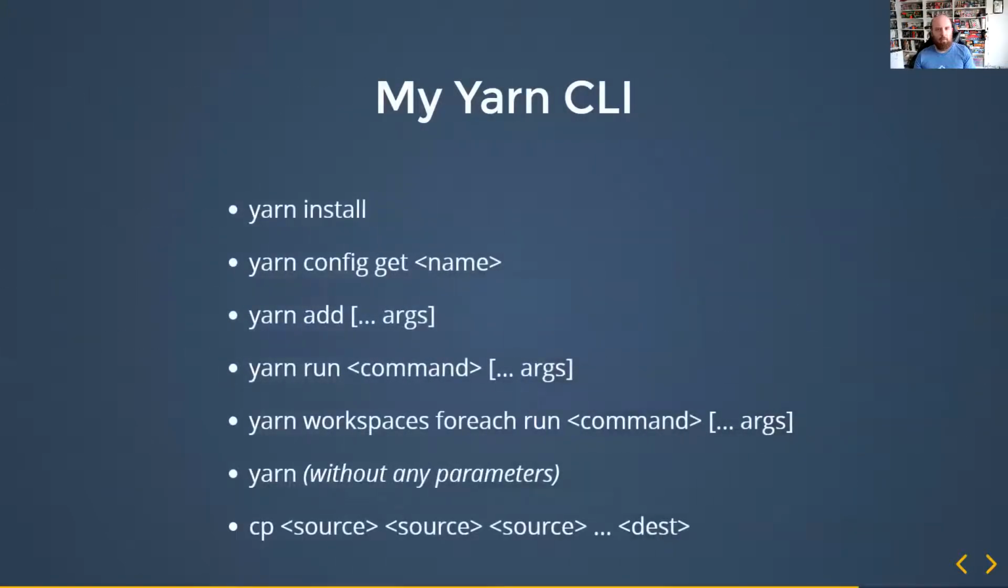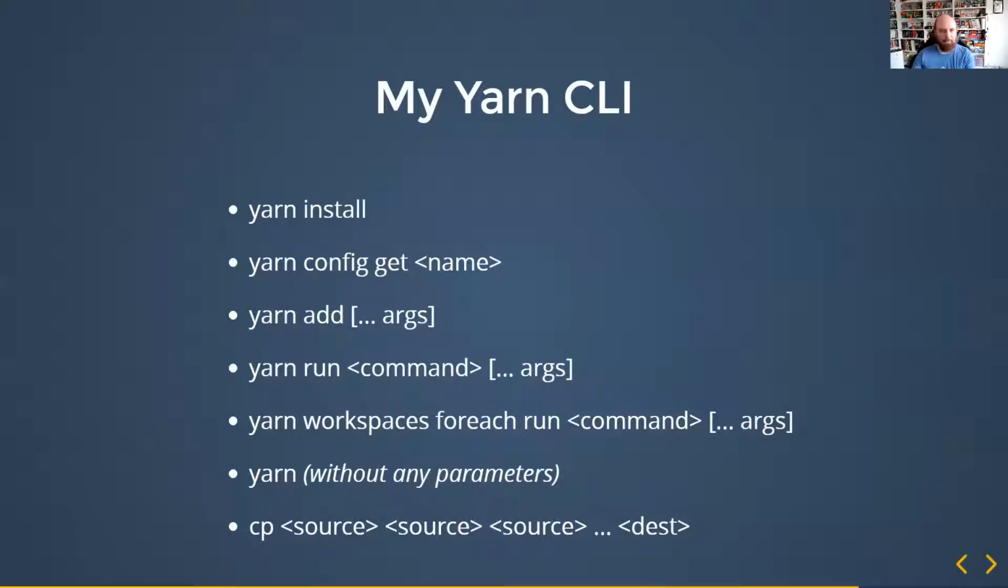And for now, we are going to start with those 6 commands. So first, yarn install, yarn config get, yarn add with arguments, yarn run with one command, yarn workspace foreach run, which is a new command starting from Yarn 2, and then the regular yarn without any parameter. This one is interesting. Don't think it's too simple. And finally, just as a little fun bonus, I will show you how to implement cp, which is a command that, even though you might not notice it, is actually quite hard to get right.